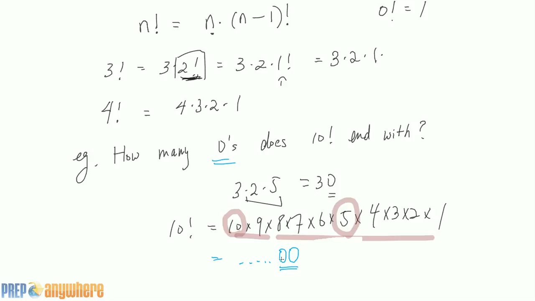Right? So what this means is that as factorials get bigger, it's going to end with more and more zeros. Okay? Because as you put a higher factorial, you're going to have more 5's, right?